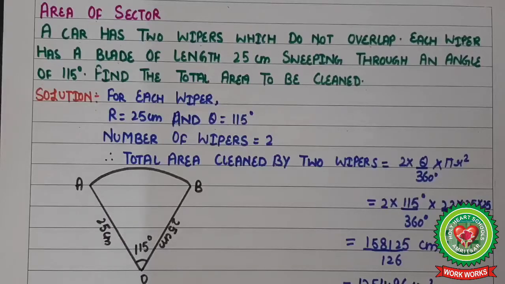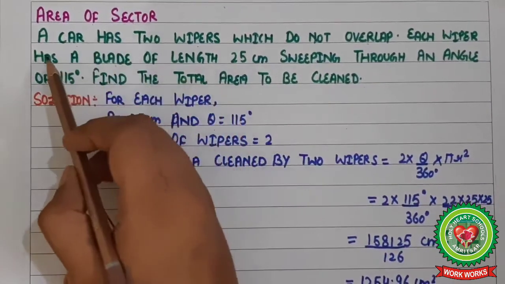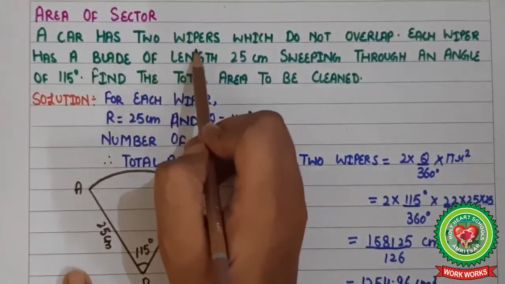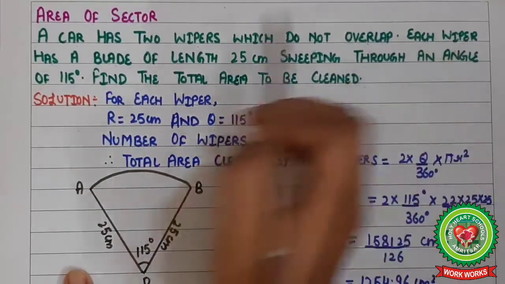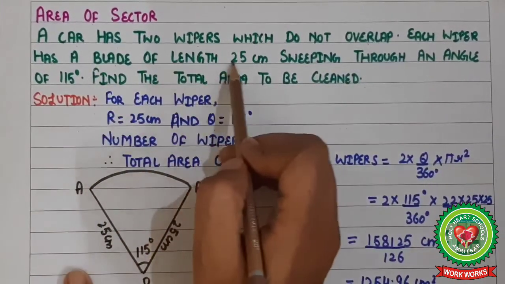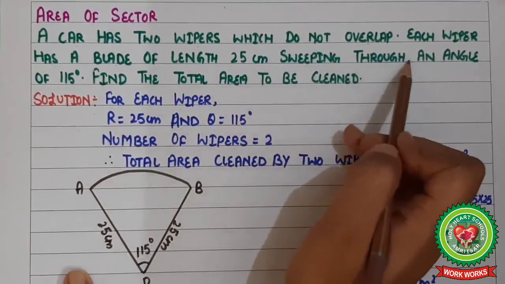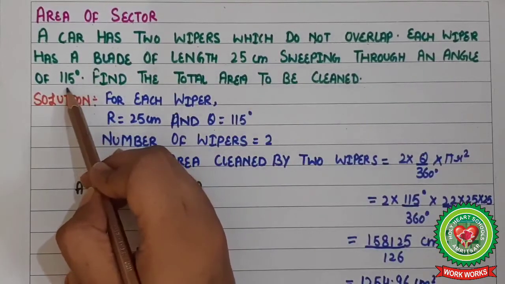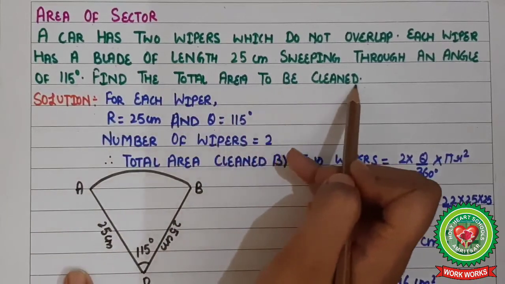Children, now let's start with the question related to area of sector. So let's read the statement. A car has 2 wipers which do not overlap. Each wiper has a blade of length 25 centimeter, sweeping through an angle of 115 degree. Find the total area to be cleaned.